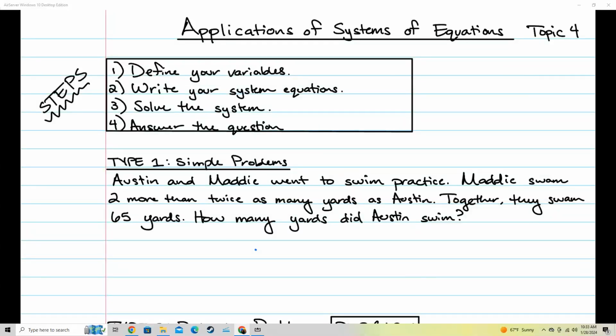We're going to show you different types of problems. The first one we're going to call a simple problem, even though it's really not. They're literally like you just translating what they say. So let's look at the first one. It says Austin and Maddie went to swim practice. Maddie swam more than twice as many yards as Austin. Together, they swam 65 yards. How many yards did Austin swim?